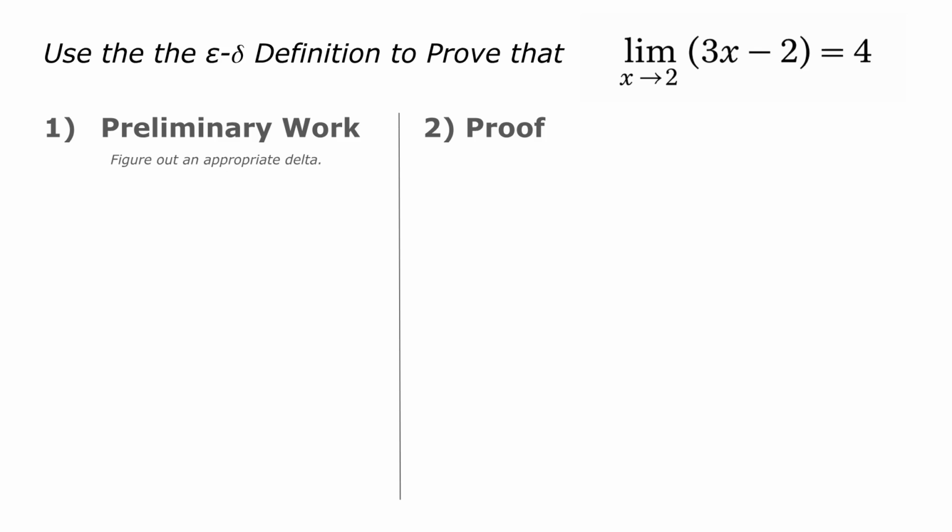In this case, the purpose of the preliminary work is to establish an appropriate delta value. Begin by writing down the delta inequality. Next, write down the epsilon inequality and unravel it.